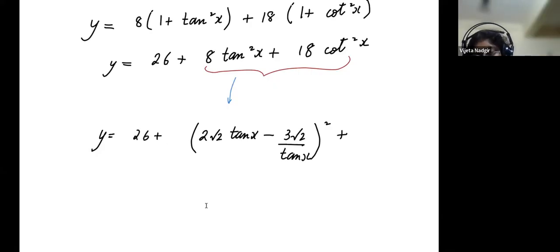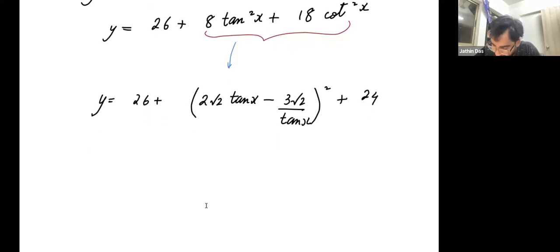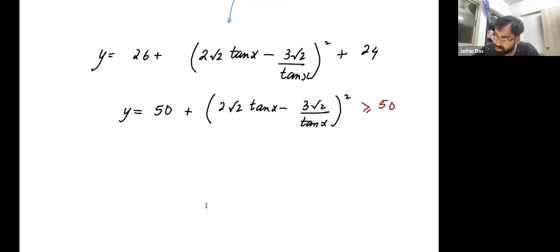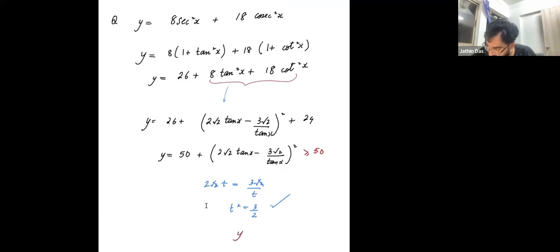24. Yes, 24 correct. Then this 26 and 24 will add up. 50 plus 2 root 2 tan x minus 3 root 2 tan x. It looks like it is greater than or equal to 50. Check also. So 2 root 2 t, tan x I have written as t, is equal to 3 root 2 by t. So t square is equal to 3 by 2. This is possible, because tan can take any value from minus infinity to infinity. So this y is between 50 and infinity.